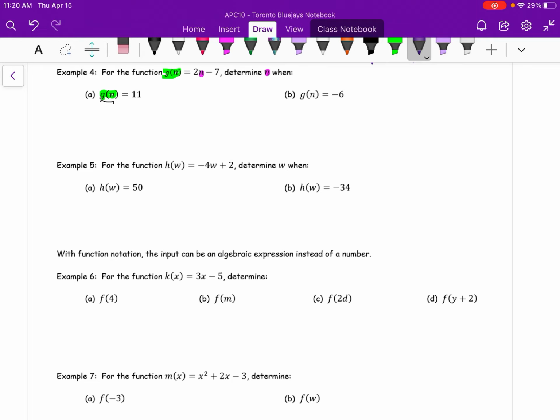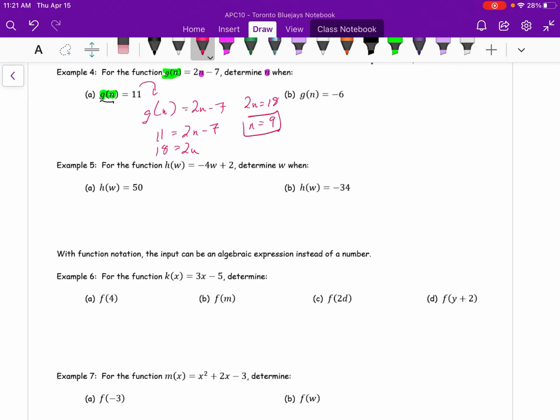Equals really means is. So instead of writing g of n is equal to 2n minus 7, I'm going to plug in 11 instead of g of n. And what we'll notice is that the unknown variable that is left is n. So simply, I'm going to solve this. I'm going to add 7 to both sides. Divide both sides by 2. n is equal to 9.